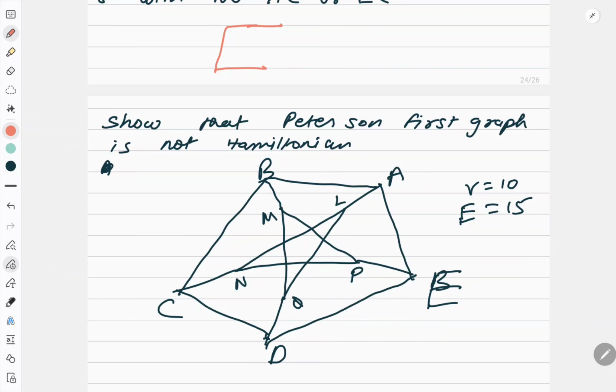This is the formula. Now start with A. When I am starting with A, I will go to B, simple way. Then I am going to C, right? So definitely if I am going from A to B and B to C, I am not deleting AB and BC. So I have to remove the other edges connected to it, right?